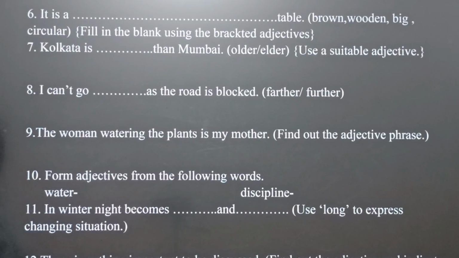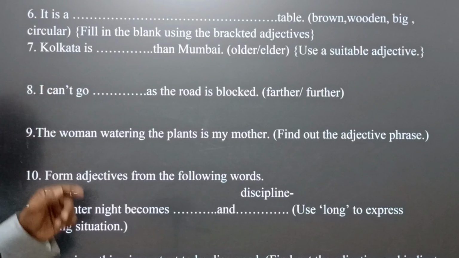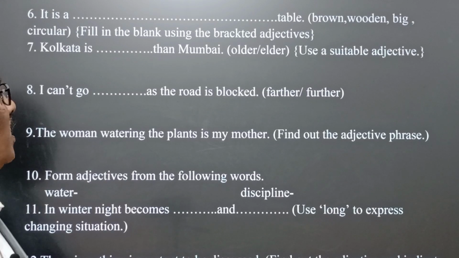Question number 6. It is a blank table. In the bracket we have 4 adjectives: 1. brown, 2. wooden, 3. big, 4. circular. Here the instruction is to fill in the blank using the bracketed adjectives in order. Number 7. Kolkata is blank than Mumbai, older and elder. It is your duty to use a suitable adjective to fill in the blank.